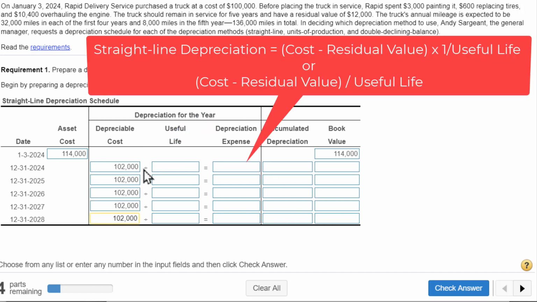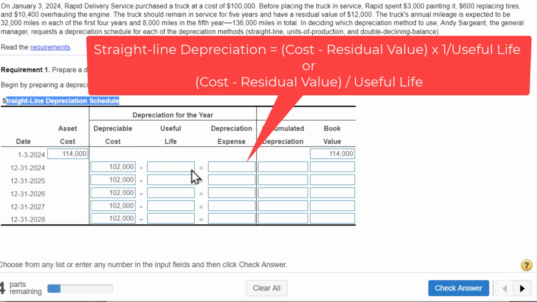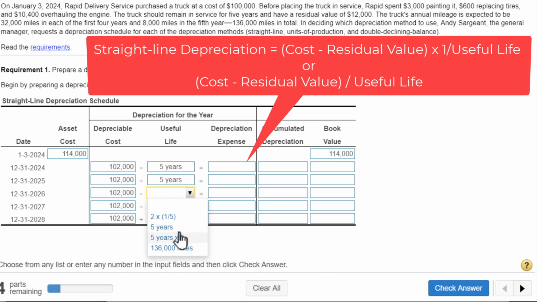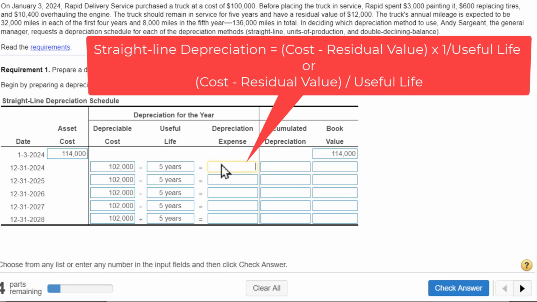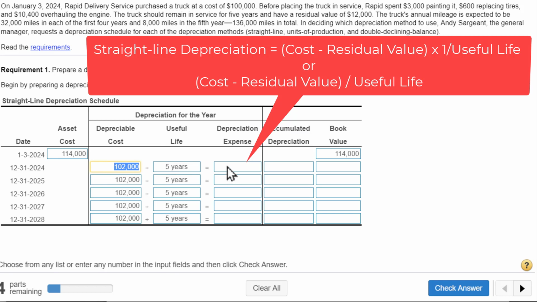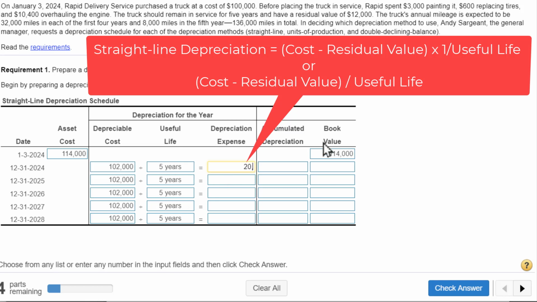And then, when we're doing depreciation with the straight line method, we need to divide by the useful life, which is the number of years. How many years do we think we can use this thing? 5 years. So we can plug in 5 years. And now we can calculate the depreciation. 102,000 divided by 5 is 20,400. And because it's straight line depreciation, that means we're going to have the same depreciation for every full year. So I can copy and paste that down.